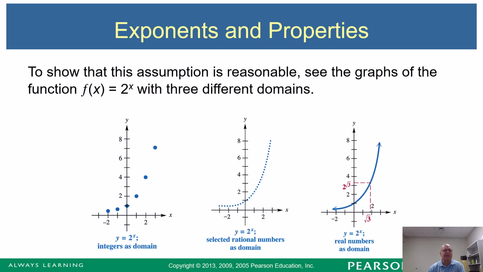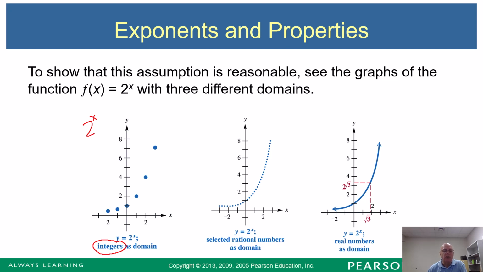So what does this look like? Well, we can go back to our roots and see what this looks like graphically. If we talk about just using integers, then our graph looks like this: 2 to the power x, using just the integers. So we have individual dots, and we can see how that graph is progressing.